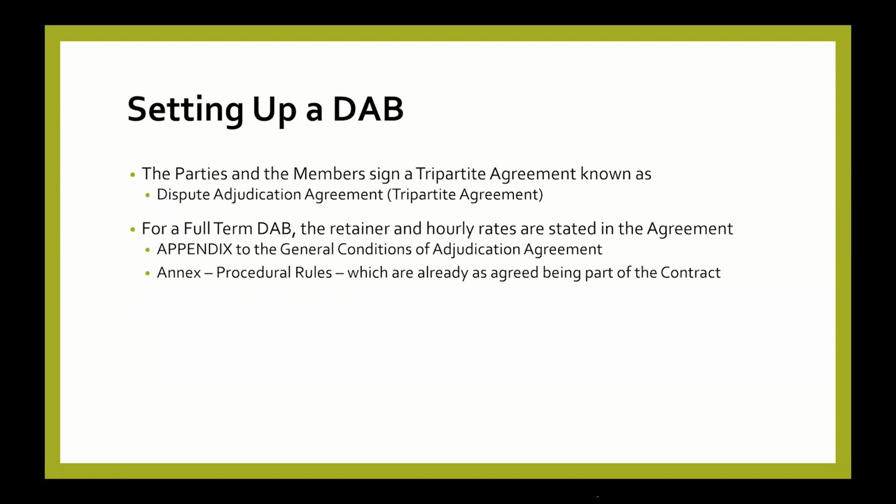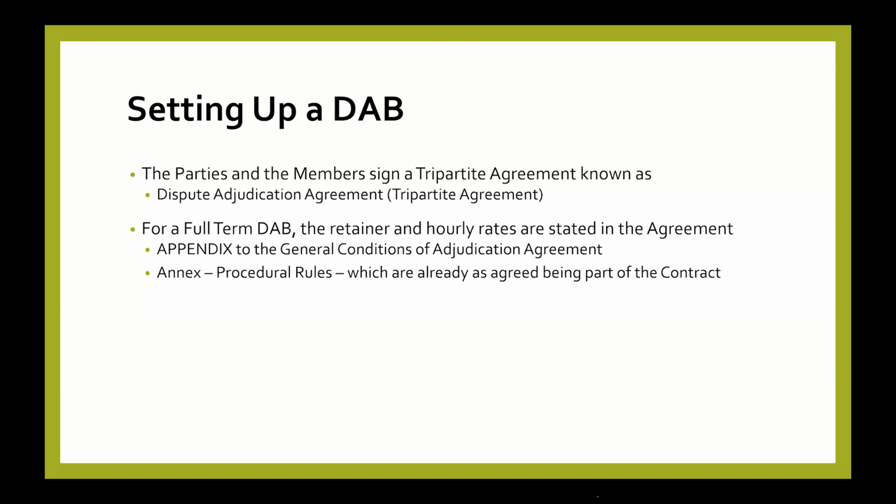So the parties, meaning the employer and the contractor, and the DAB member will sign what we call a tripartite agreement. So it's called a dispute adjudication agreement, which is a DAA, a tripartite agreement. So if it's a 3 member, each member will sign a contract with the employer and the contractor. So you will have 3 contracts with each of the members. If it's 1 member, then 1 person with each of the members.